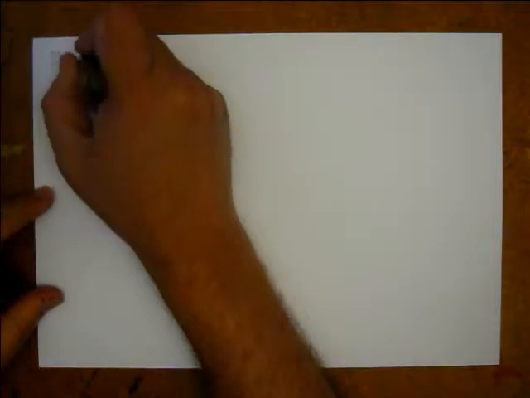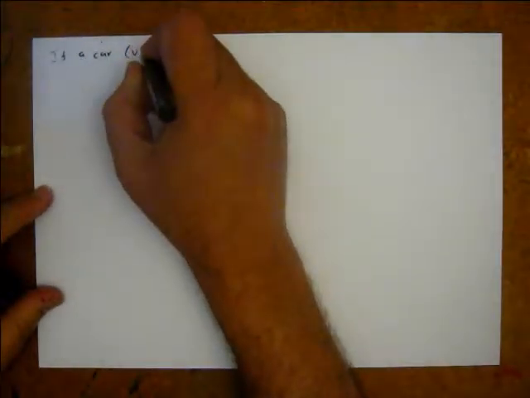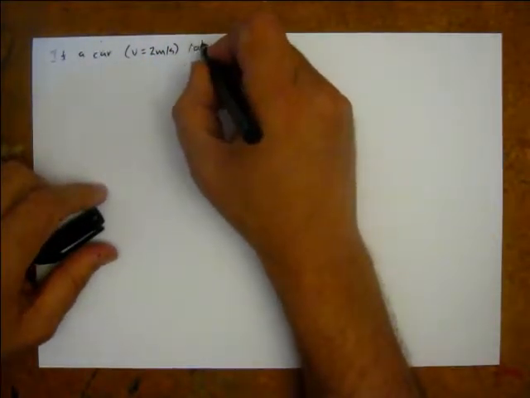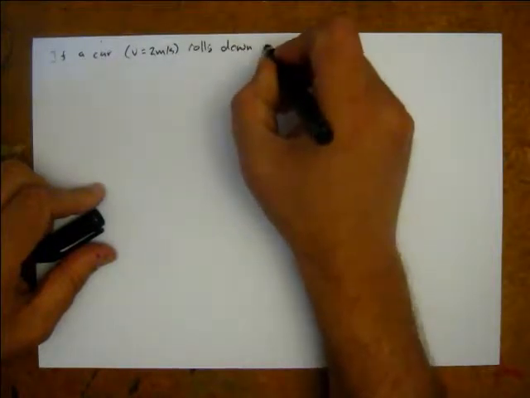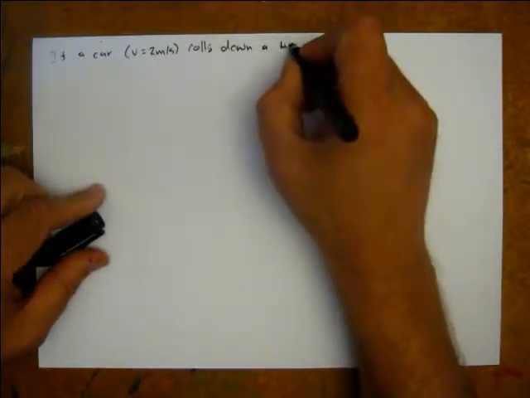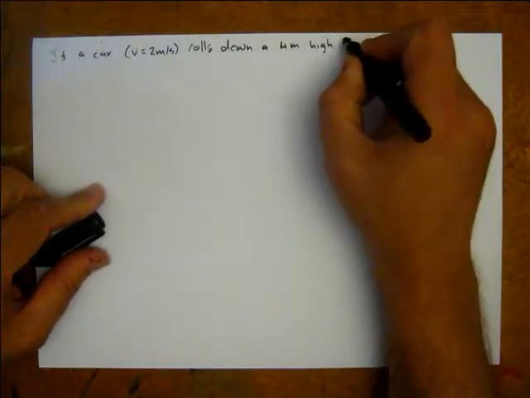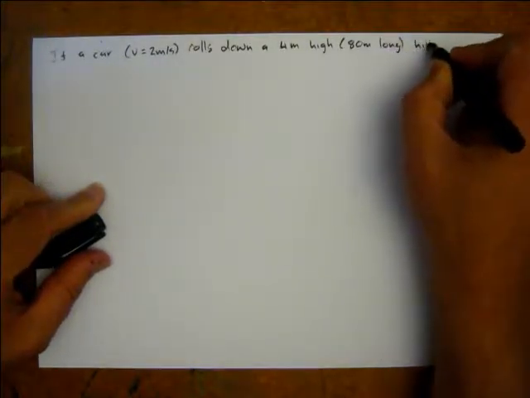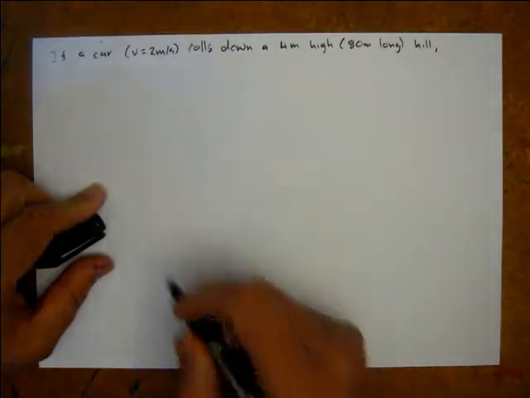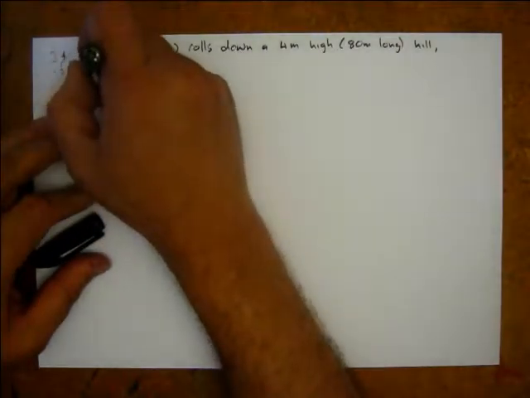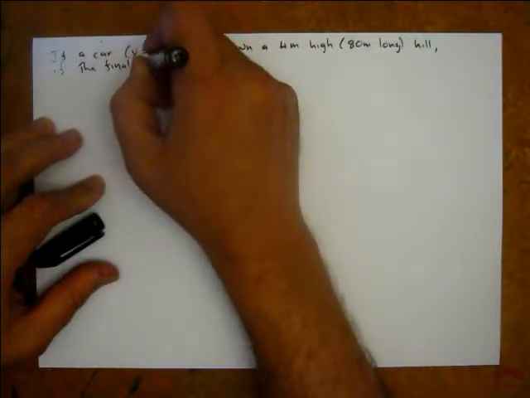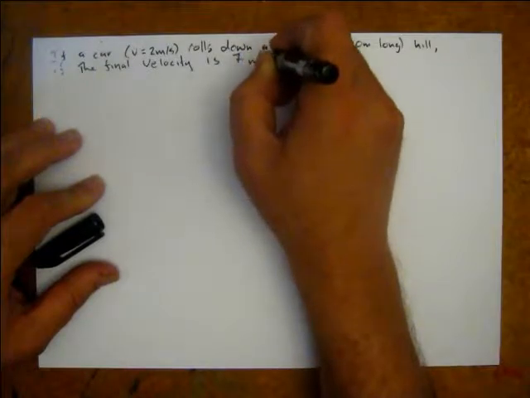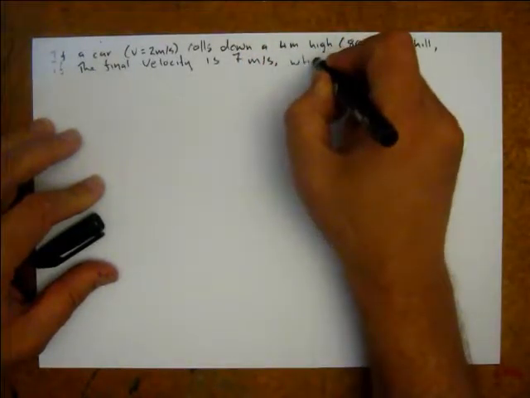If a car, traveling at V equals 2 meters per second, rolls down a 4 meter high, 80 meter long hill, if the final velocity is 7 meters per second, what is the friction force?